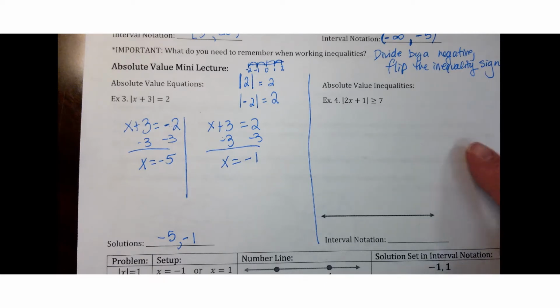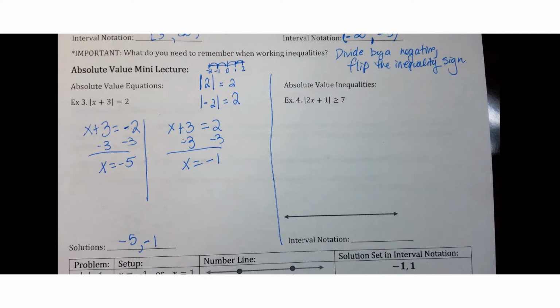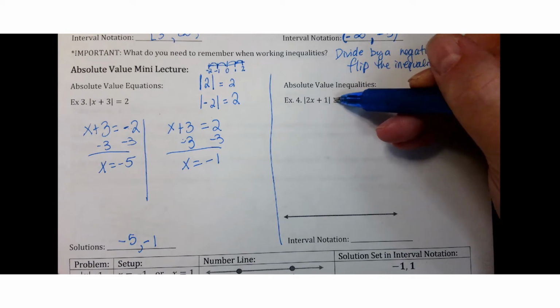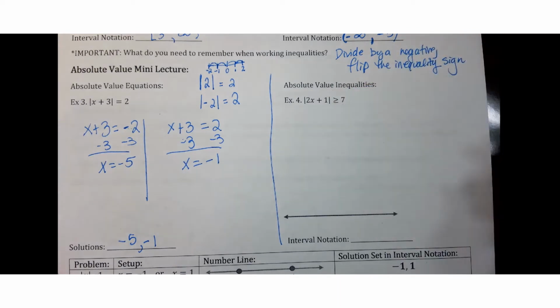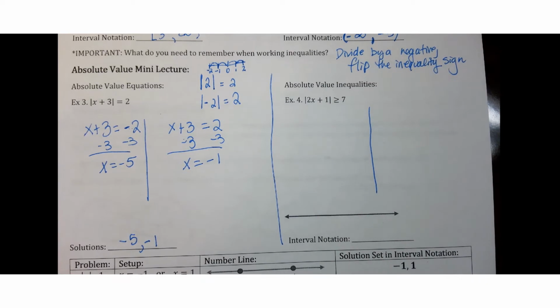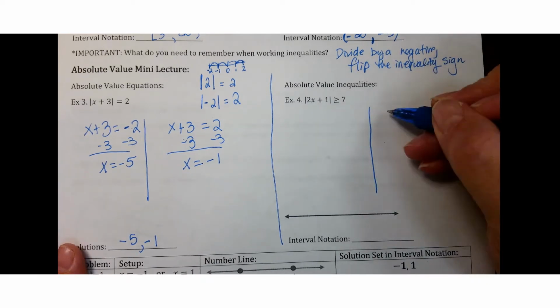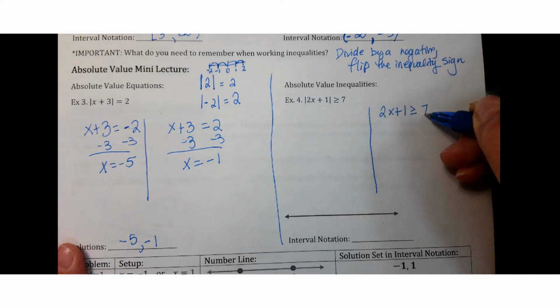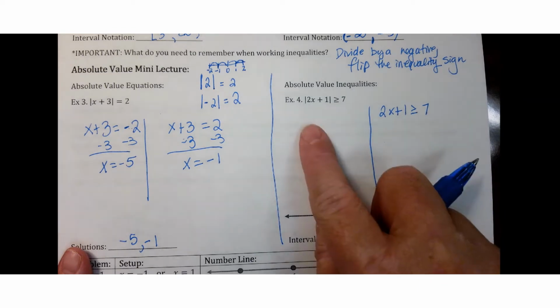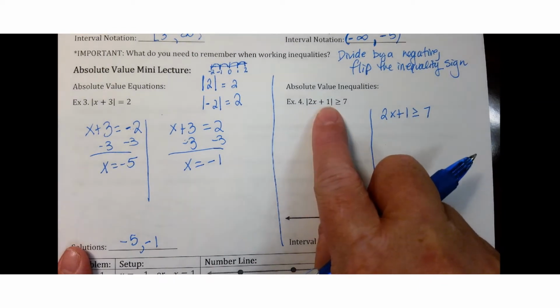What happens if we have inequalities? Well, the thought process is the same. We just have to kind of take this inequality sign into consideration. So we will have two different versions. On the right-hand side, this is going to be 2x plus 1 greater than or equal to 7. So notice it's exactly the same thing as the problem, just without the absolute value bars.